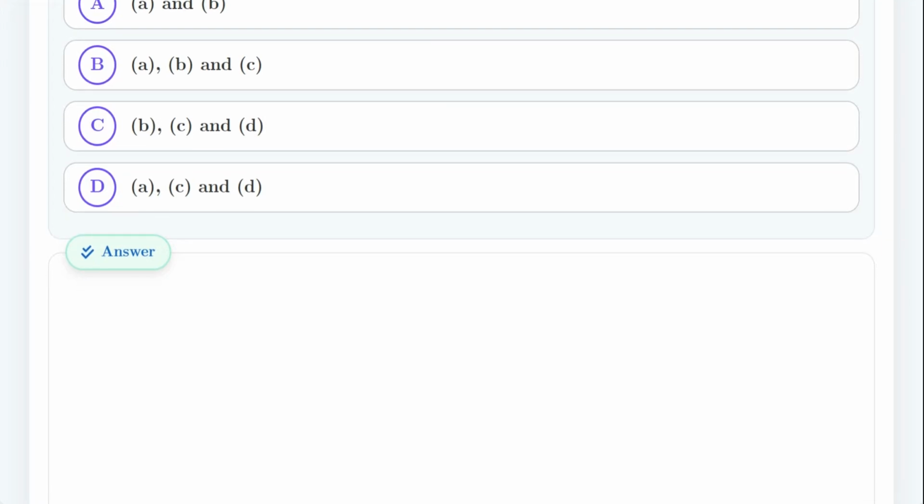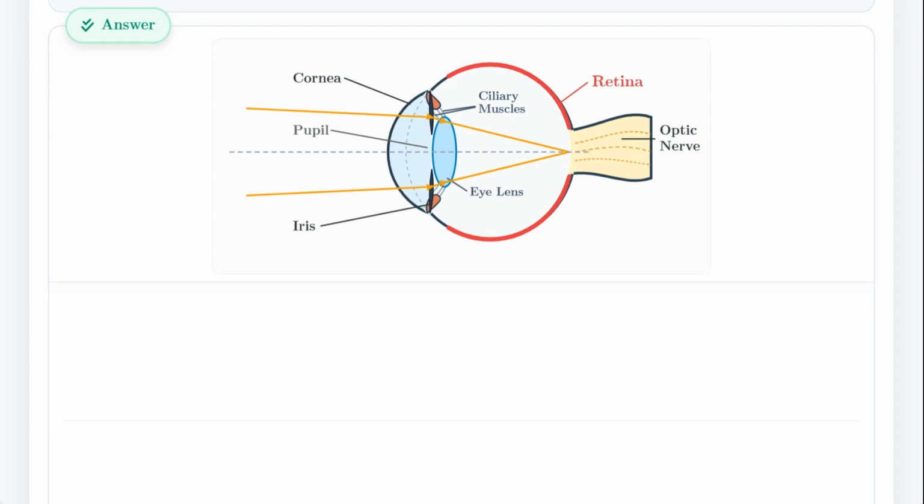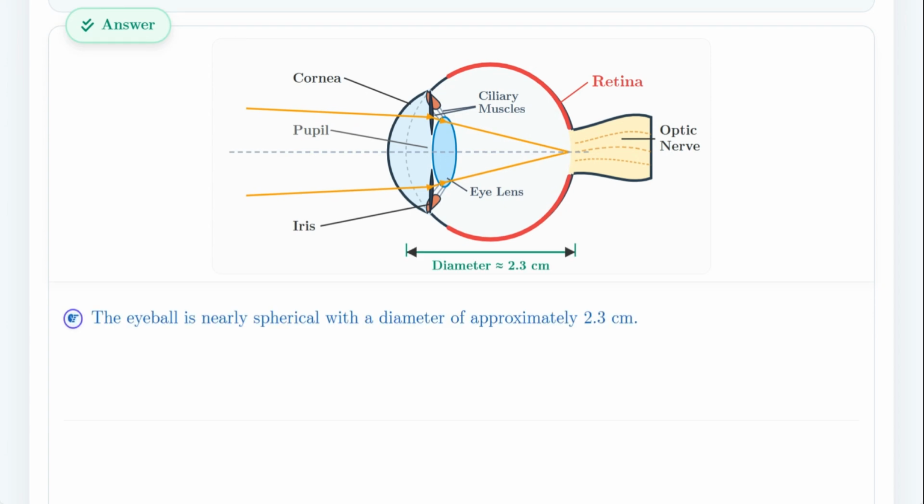Let's analyze the anatomy of the eye to find the correct answer. Here is a cross-section of the human eye. The eyeball is nearly spherical in shape, with a diameter of approximately 2.3 centimeters. The iris is a dark muscular diaphragm that controls the amount of light by adjusting the size of the pupil.